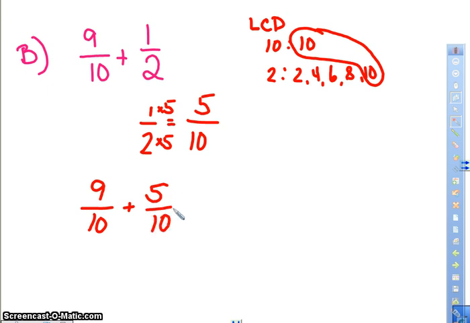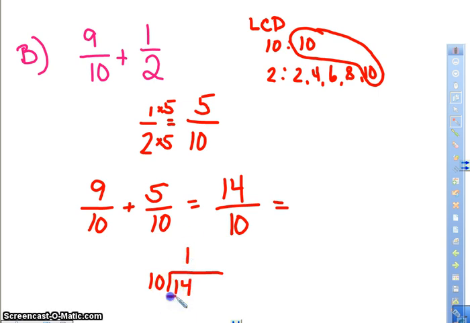You've renamed the fractions as tenths. Add your numerators. 9 plus 5 is 14. Denominators stay the same. Okay, this is an improper fraction, so I need to figure out how many times 10 can go into 14 and it goes into it one whole time with a remainder of 4. So I get 1, that's my whole number. My numerator is 4. My denominator stays the same.